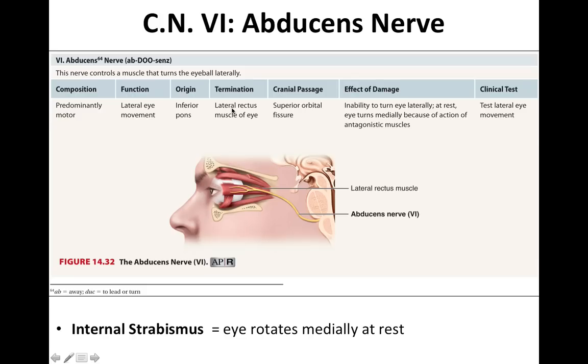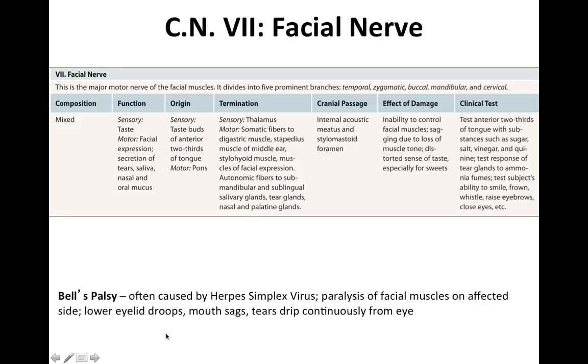This tends to run out here from the inferior region of the pons right before the medulla begins. And as we've seen with other examples, whenever this nerve is damaged and the lateral rectus muscle can no longer contract effectively, we tend to see that the eye will just rotate medially. So we tend to call that an internal strabismus. Cranial nerve number 7 is the facial nerve.